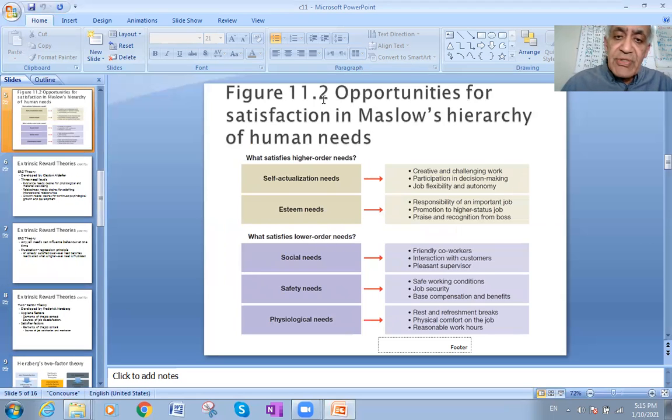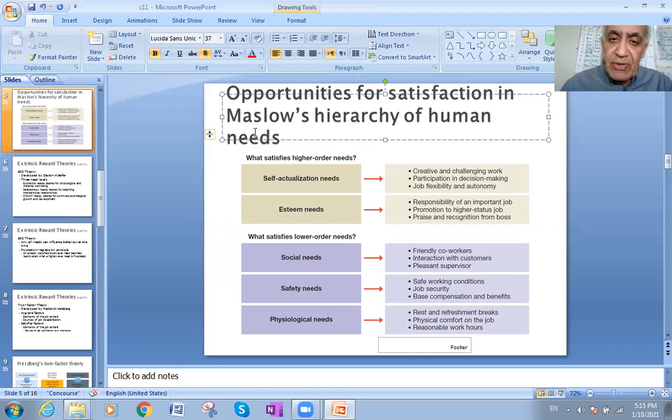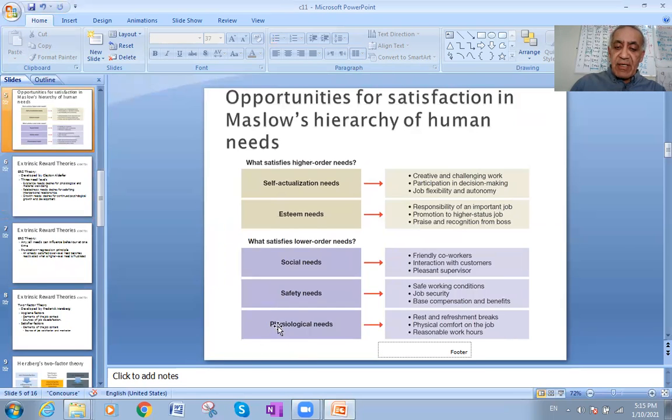Okay, let's go now to something new, and we will learn about opportunities for satisfaction in Maslow's hierarchy of human needs. For example, here let us see the physiological needs: the rest and refreshment break, physical comfort. When we apply it at work, it will switch into these points. From these points which Maslow said, we can switch it, as management, to these needs.